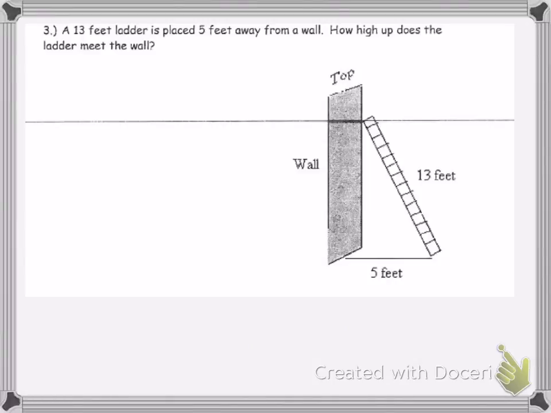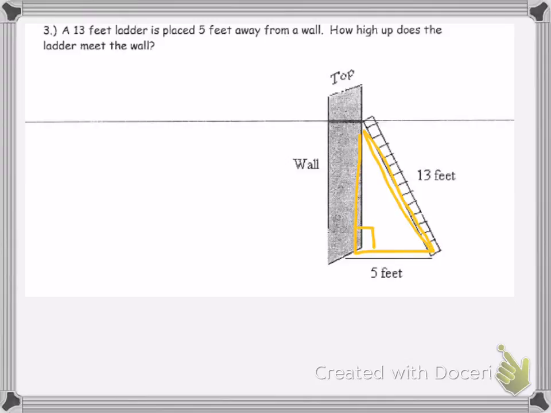Now the Pythagorean theorem is actually useful in real life, and we're going to take a look at a word problem using the Pythagorean theorem. We are told that a 13-foot ladder is placed 5 feet away from a wall, and we want to know how high up the ladder meets the wall. So the first thing you want to do on your diagram is draw the right triangle. And we're going to mark what we know.